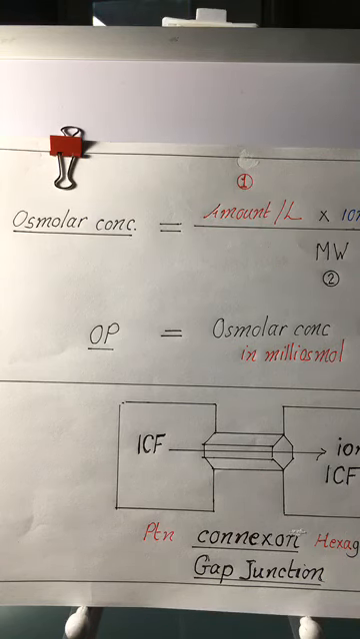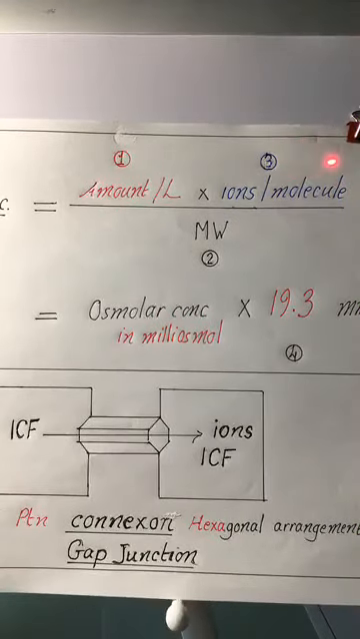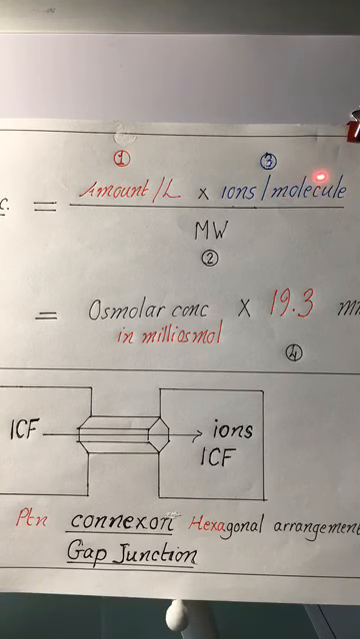This is if the substance is non-ionizable. But if the substance is ionizable, it will give you more. In the case of sodium chloride, the molecule gives 2 ions, so you multiply by the number of ions per molecule, by 2. In the case of calcium chloride, every molecule gives rise to 3 ions, so multiply by 3. Now you get the osmolar concentration.